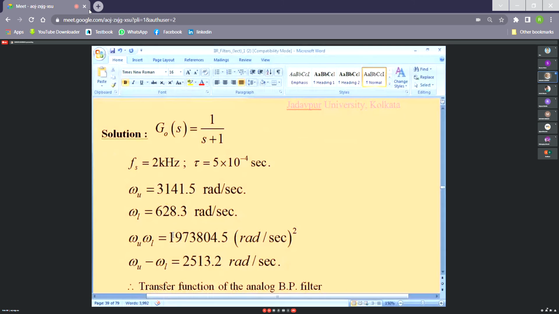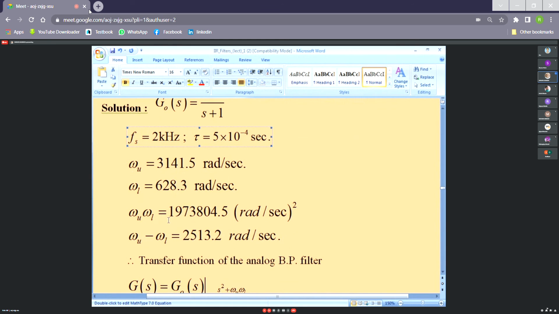So first order prototype has to be considered. G0s comes out as 1 by s plus 1. Fs, the sampling frequency, is 2 kHz. That means the reciprocal of sampling frequency, the sampling period, is 5 into 10 to the power minus 4 second. Omega u is 3141.5 radians per second. Omega L is 628.3 radians per second. For frequency transformation, we need these values. Omega u into omega L comes out as given here. Omega u minus omega L is that one.